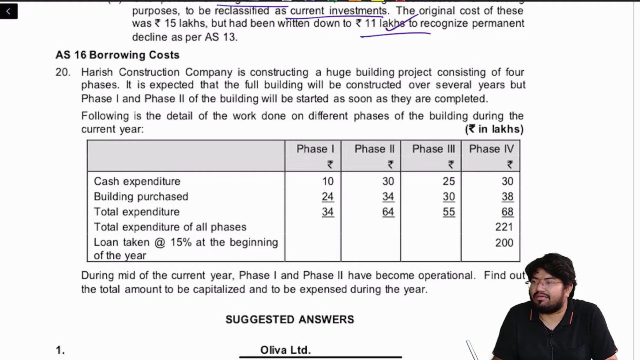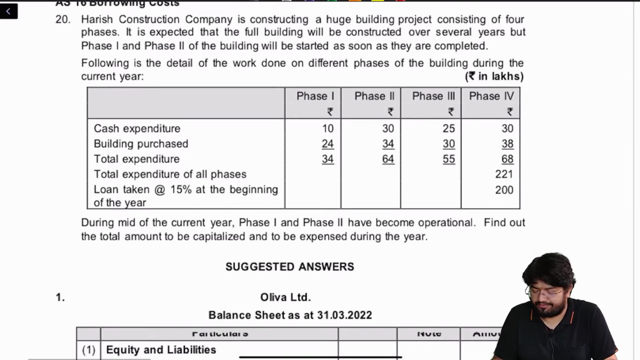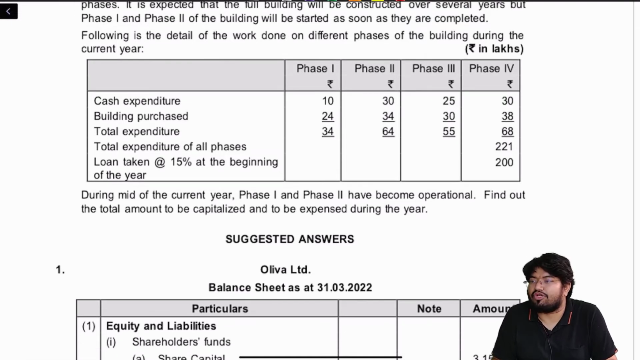Cash expenditure is given, building purchased total expense, and then total expenditure of all phases is given. A loan was taken at 15% at the beginning of the year. During mid of the current year, phase 1 and phase 2 have become operational. Find out the total amount to be capitalized and to be expensed during the year. So this is the question.